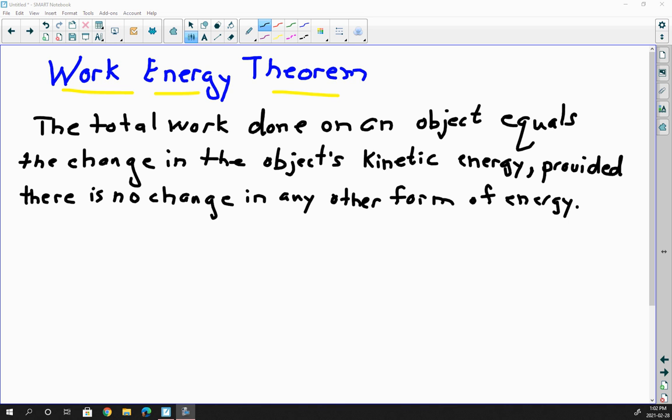Okay, so this is all related to the work energy theorem, showing the association between work and energy, and it says the total work done on an object equals the change in the object's kinetic energy, provided there is no change in any other form of energy. So kinetic energy is the only one that we are going to be looking at in using the work energy theorem. If there's a change in another type of energy, then this doesn't apply. And I'm going to show you that in an example coming up.